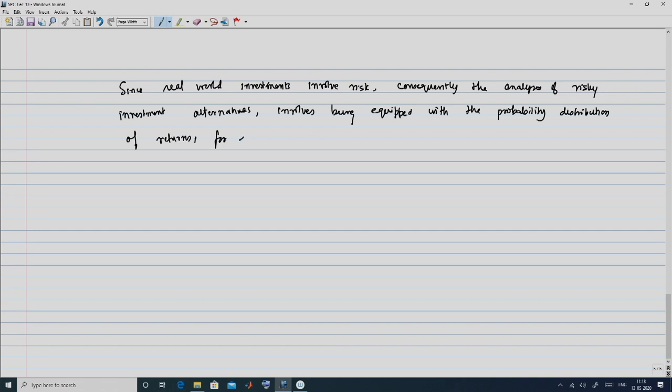And this is for each of the investments. So, this is an observation that we have already encountered in a slightly different form earlier, and that is that in case of real world investment, and by this I primarily refer to risky investment, the analysis of all these risky investments, even in the framework of utility theory, requires you to have the information about the probability distribution.